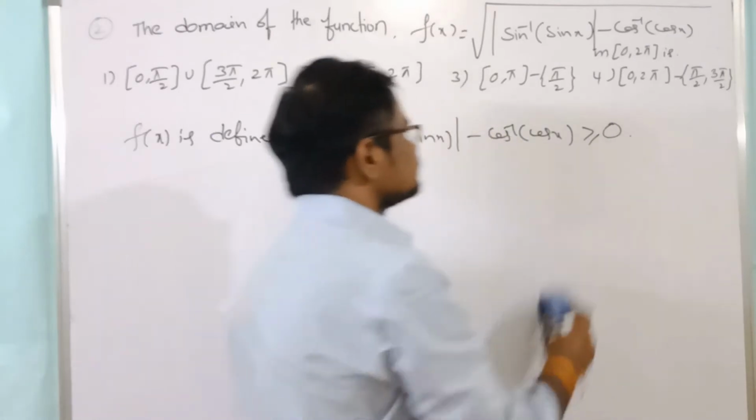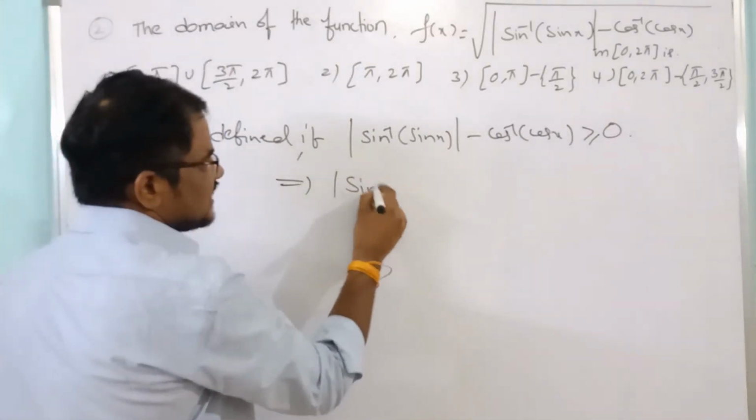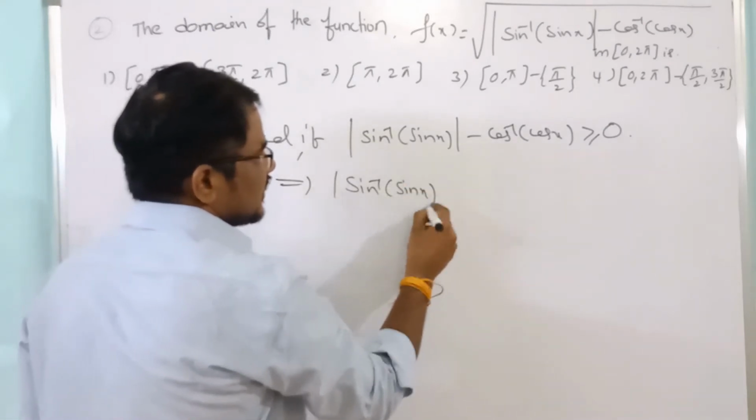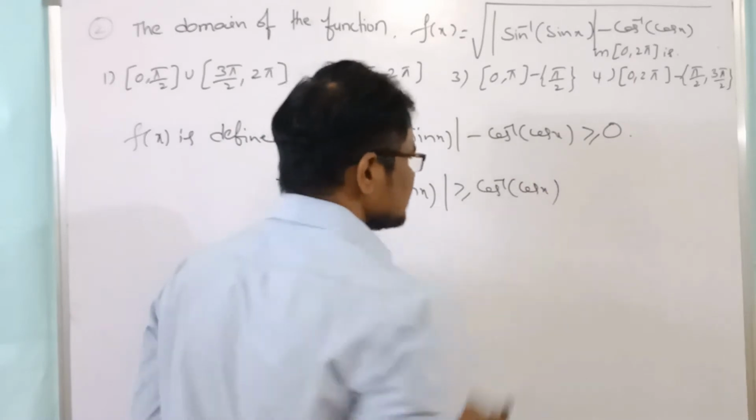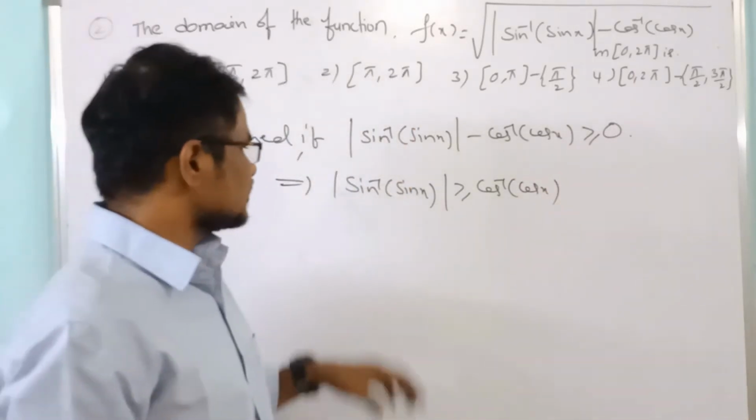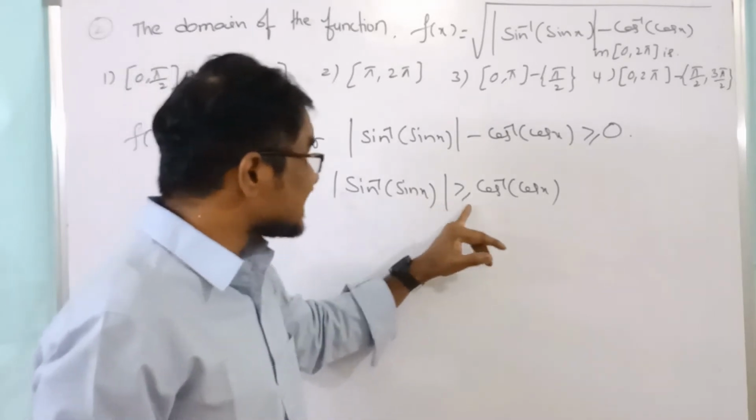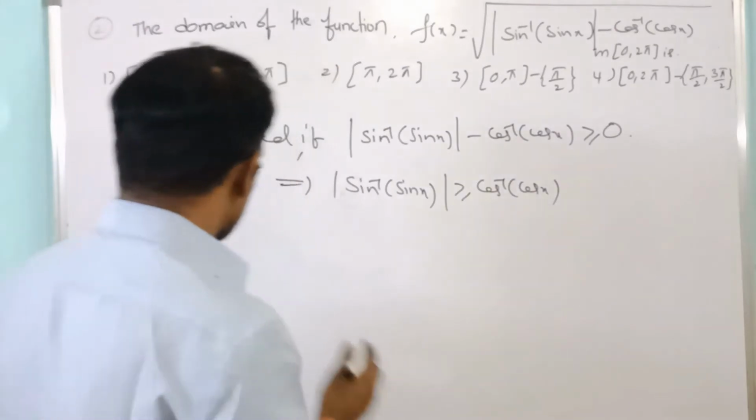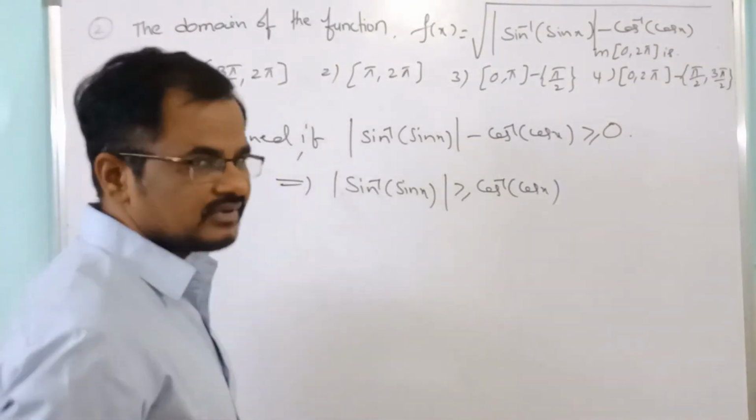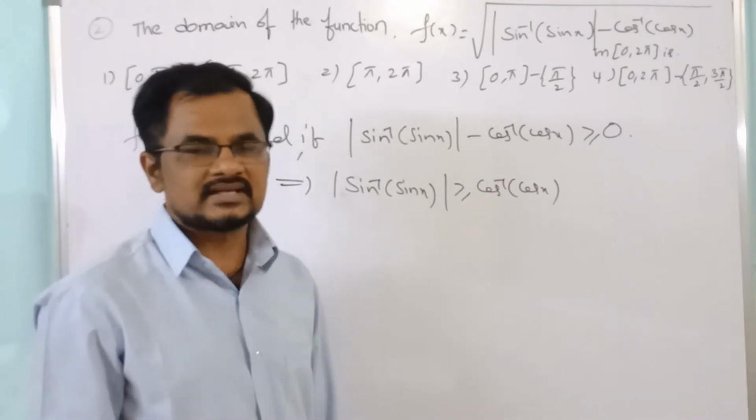Now that implies modulus of sin inverse of sin x greater than or equal to cos inverse of cos x. Means what are the values of x satisfying modulus of sin inverse of sin x greater than or equal to cos inverse of cos x, we have to identify. For that I will take the help of graphs of sin inverse of sin x and cos inverse of cos x, right?